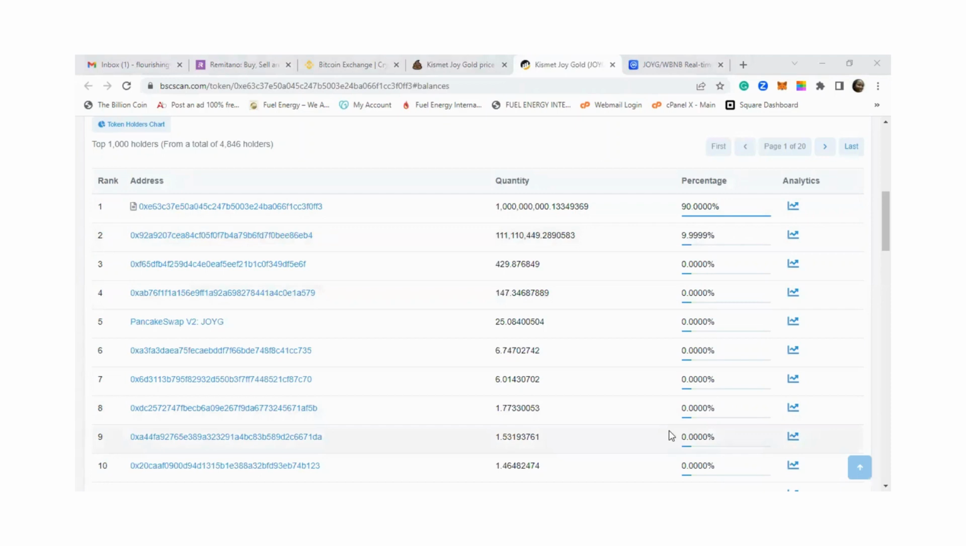The second one is the admin address. That one is holding 9.999% of the coin, 10% of the coin. That is huge. That is too much. If we drop the whole of this coin now, the price is gone.